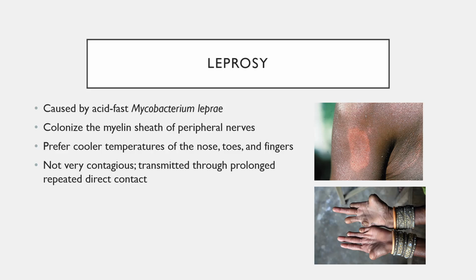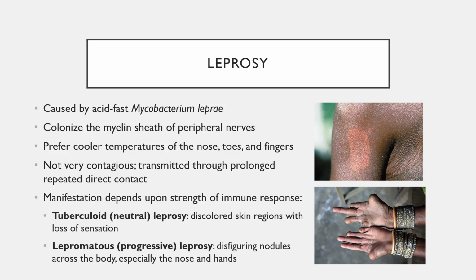The manifestation of the disease depends upon the strength of the immune response of the person who is affected by it. People who have strong immune systems will come down with tuberculoid or neutral leprosy. These are two different designations used by different organizations, but they essentially mean the same thing. And this is the milder form of leprosy that results in discolored skin regions that are associated with a loss of sensation, such as what you can see here in the upper photo.